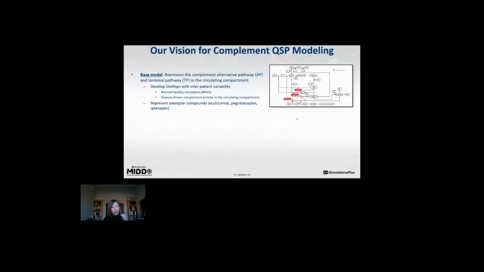And then what we're doing is we're developing alternate simulated patients that reflect inter-individual variability. We're comparing that against the available data in normal healthy volunteers, and then also looking at that same sort of exercise, but looking in disease patients. We are also including 3 exemplar compounds, so looking at eculizumab, targeting C5, pegcetacoplan, targeting C3, and iptacopan, targeting factor B.